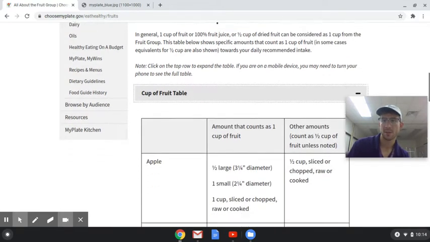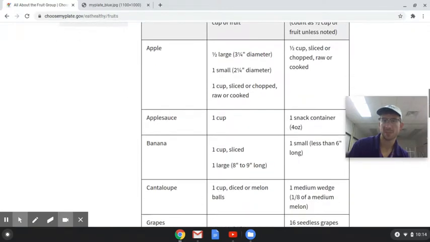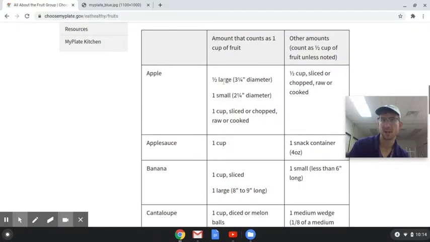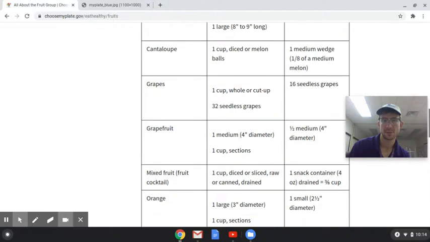As you can tell here, it gives you examples such as apples, applesauce, bananas, gives you the amount that counts as 1 serving, and also half serving. So you can see all of those.